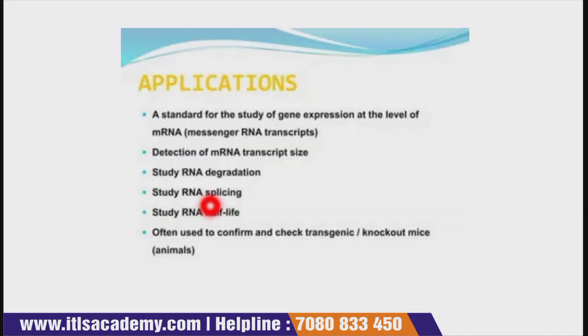Now moving to the application. If we see the application, then a standard for the study of gene expression at the level of mRNA, and the second is they have a great application in finding mRNA transcript sizes. Whenever you want to study RNA degradation, you can refer to this technique, that is northern blotting. Whenever you want to study RNA splicing, this technique is used. This technique is also used to study RNA half life, and they are often used to confirm and check transgenic and knockout mice, meaning animals.